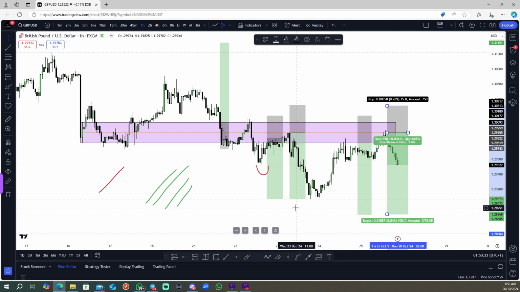4 entries, minus 35 pips. That still leaves us with 188 pips on the table. 188 pips gives us a nice, clean, and precise strategy. You guys are probably expecting me to say something else there, but it just gives us a nice, clean, clear strategy. We understand that we're looking for buyers.